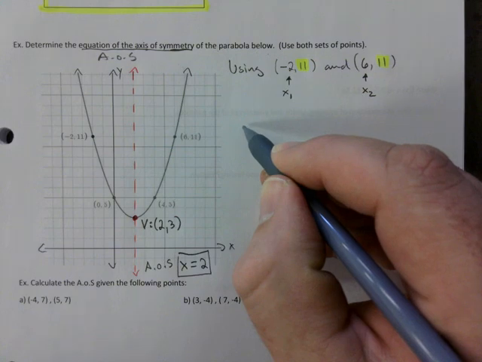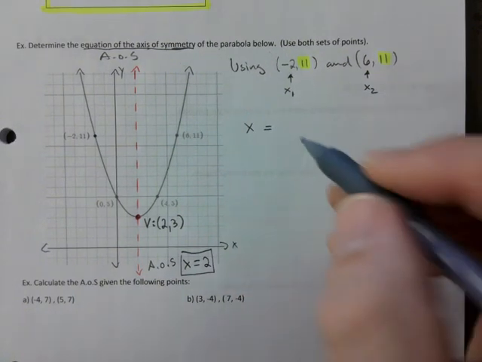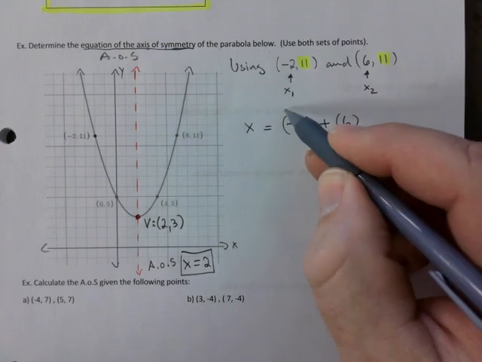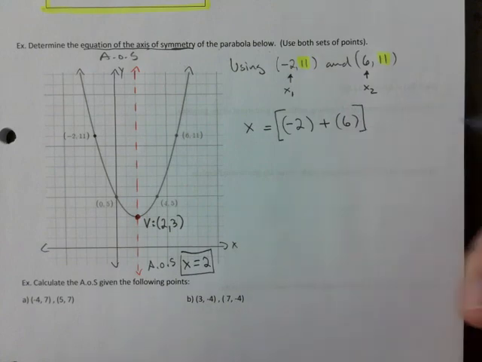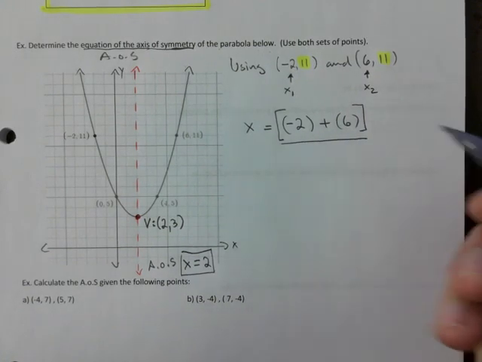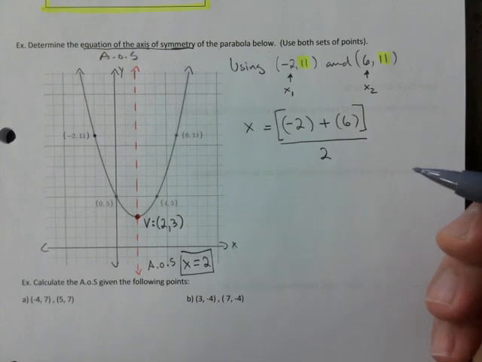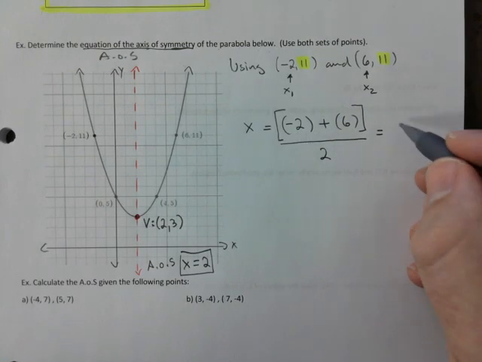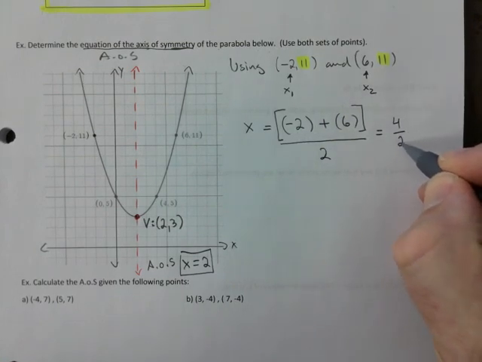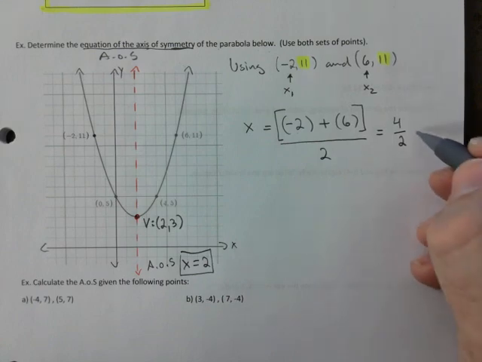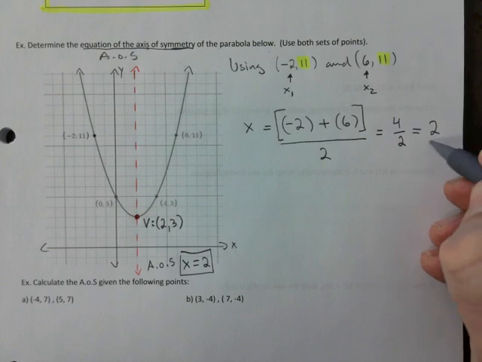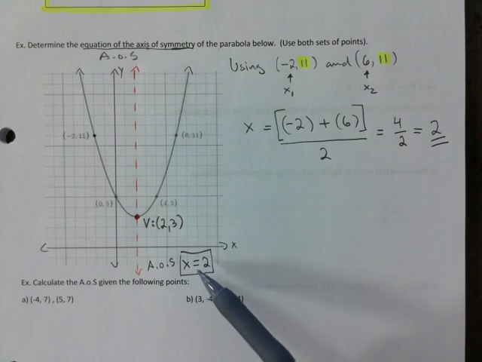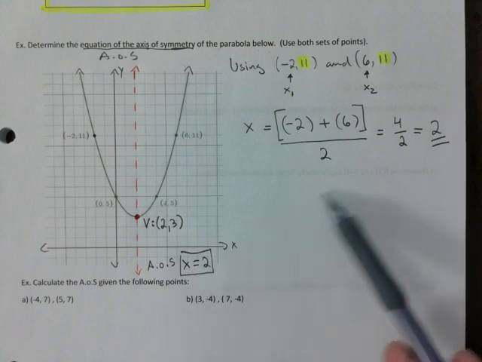So we would say that the axis of symmetry would be [-2 plus 6], and I'll put square brackets in there because I need to make sure you add before dividing by 2. -2 plus 6 is 4 divided by 2, which is 2. We already knew that. We already knew that our axis of symmetry is 2 because the graph was given to us. Right? So it jives.